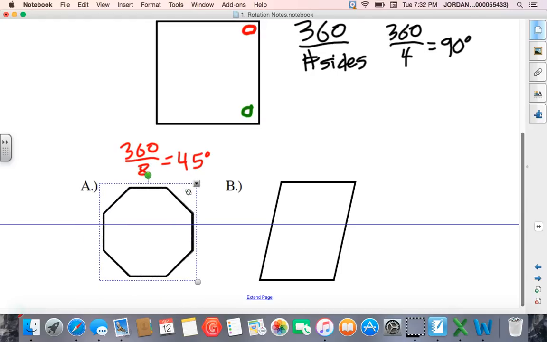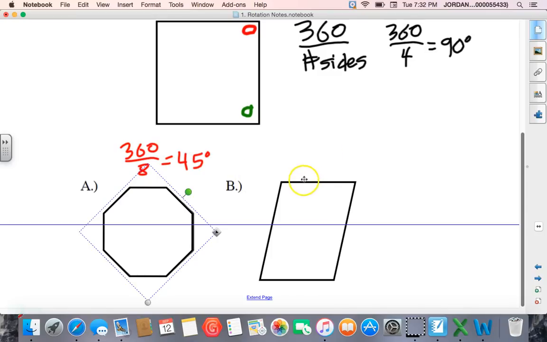We're not going from the top all the way to a side to get 90. We get one in between there, halfway to 90, which is 45. So that's a situation where it's not going to be as far because you've got more sides.